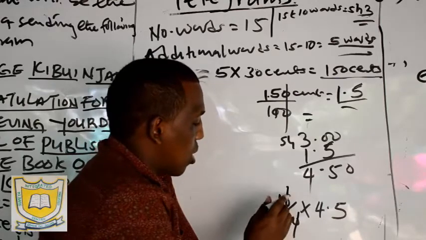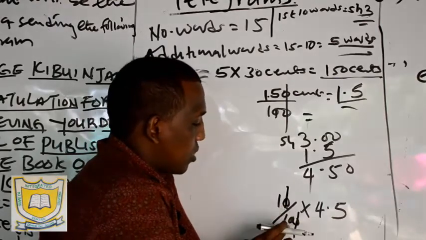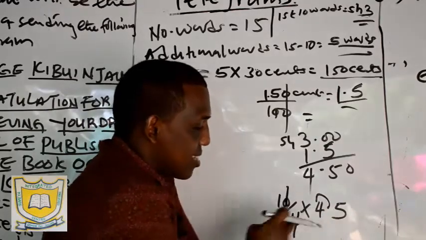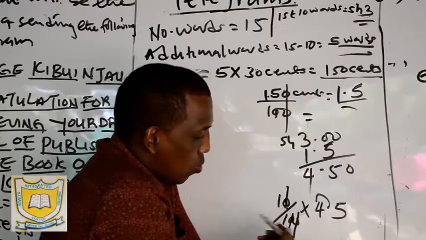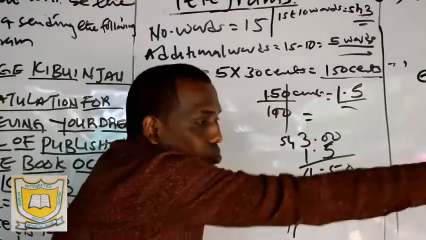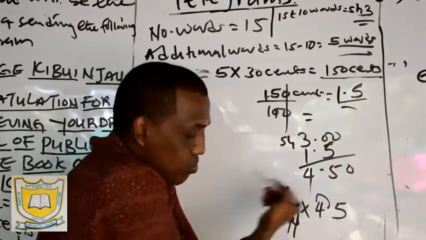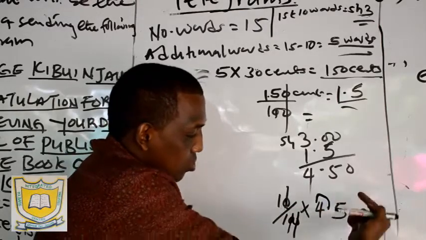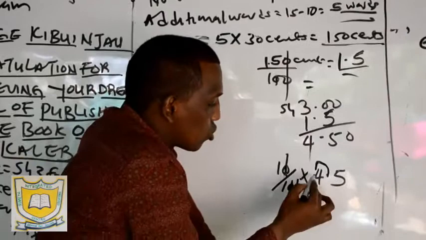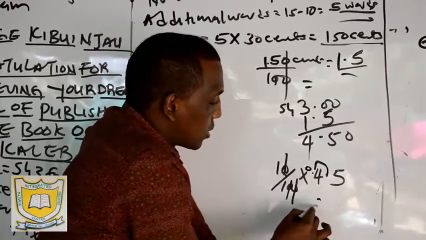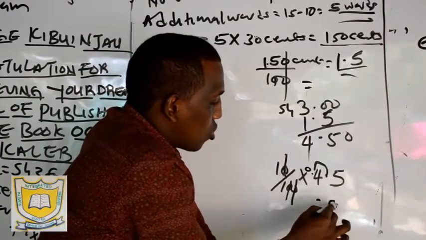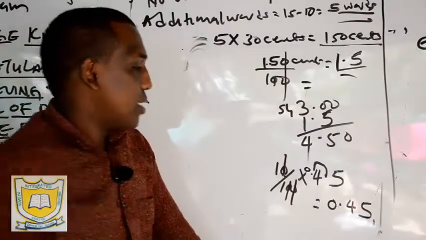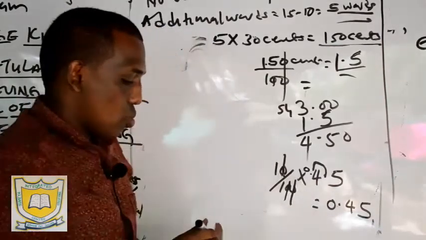So what we do now, this one is 1 and this one is over 10. You cancel now, the point will move 1 step to this side. When we are dividing, the point will move this way; when we are multiplying, the point moves the other way. So the point will move 1 step to this side, so it will become 0. So the answer is now 0.45.